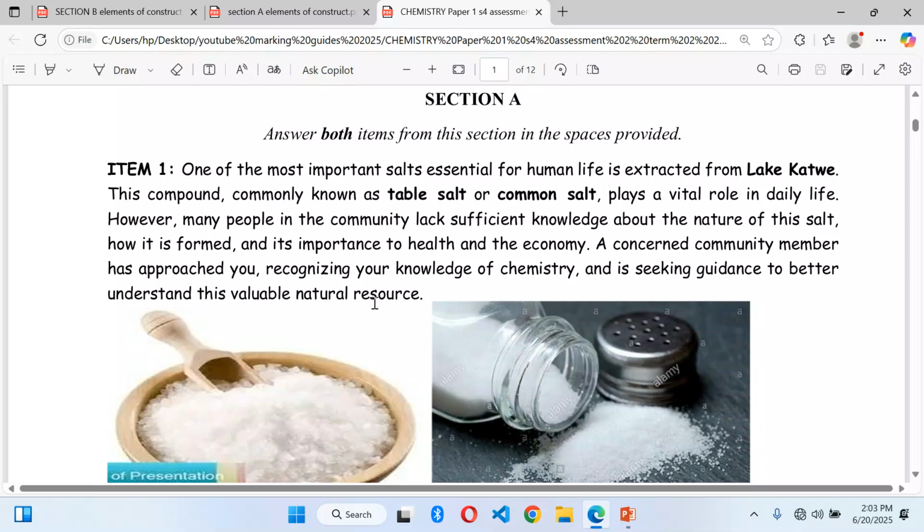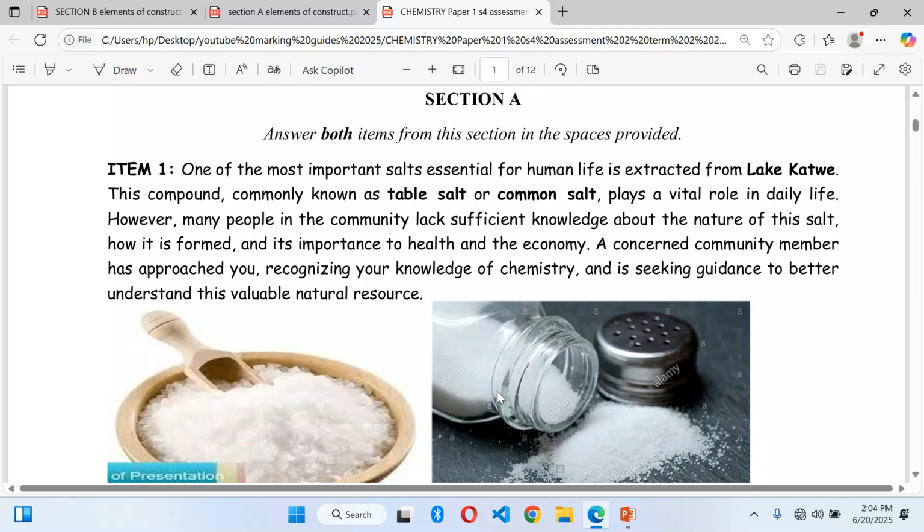A concerned community member has approached you, recognizing your knowledge of chemistry, and is seeking guidance to better understand this valuable natural resource. So you can see in our support material, there is even the picture. And surely the picture we can see is our common salt. Common salt, the table salt, is what we call the sodium chloride. And now, from this, the substance they're talking about, so one thing we need to identify, what is the problem? And then what substance are they talking about? So this time round, they're talking about sodium chloride.